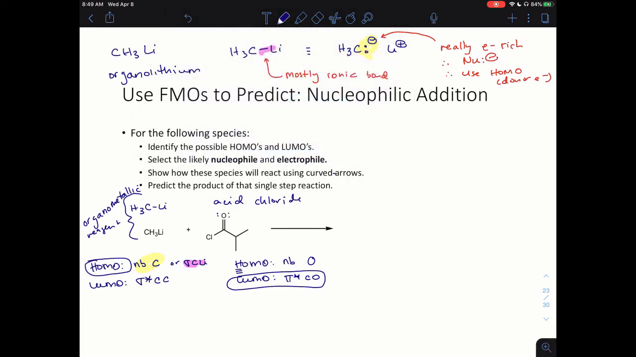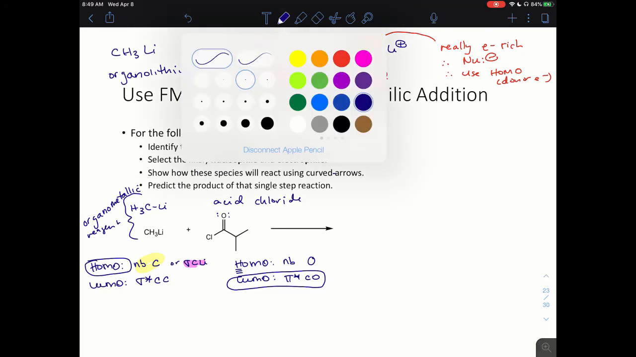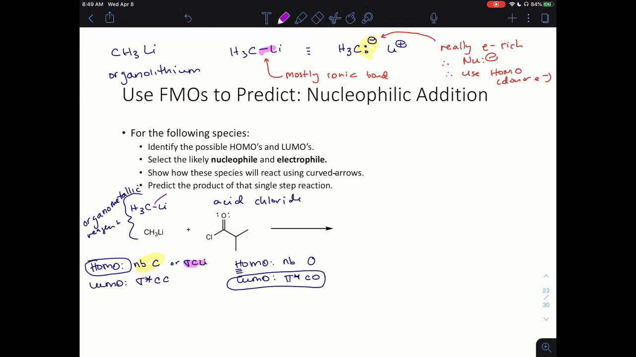You can, again, show this two different ways. We'll show them both. So I will go from the electrons in this carbon-lithium bond, and they're attacking pi star CO, which is bigger on carbon. Also, carbon has a delta plus, and opposites attract. Fill up pi star, you break pi. So this gives us this species.